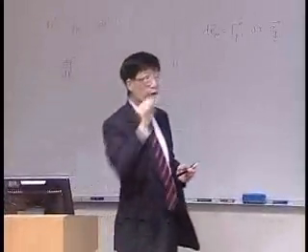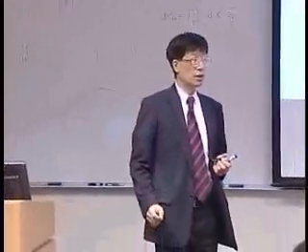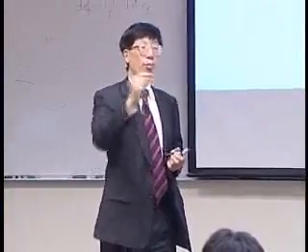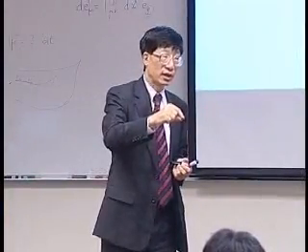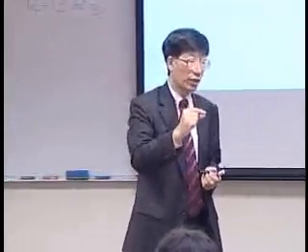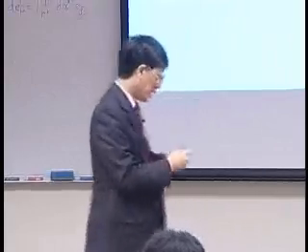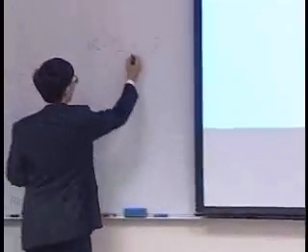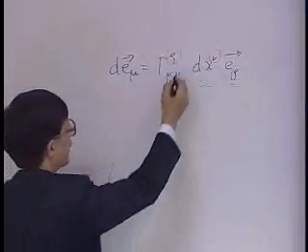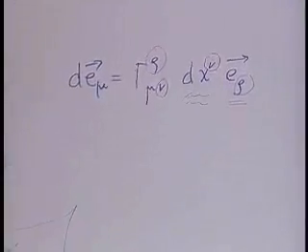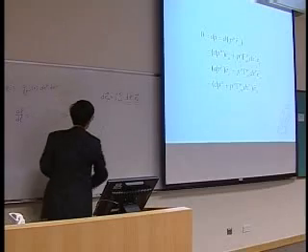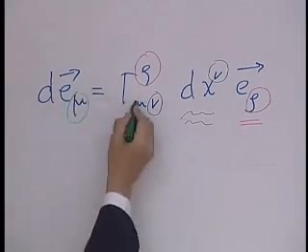Secondly, I am moving by a certain amount, dx. So the change of the basis vectors must be proportional to dx. In other words, I must be able to expand this in terms of the components of dx. So there must be a factor proportional to dx. And because there are these factors, I must also sum over nu. And of course, the whole thing is labeled by mu.